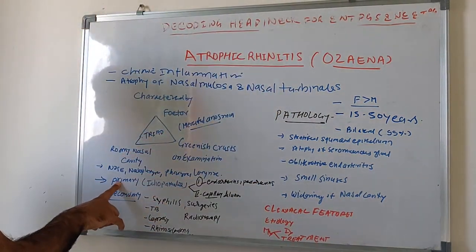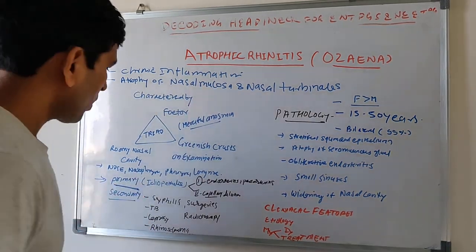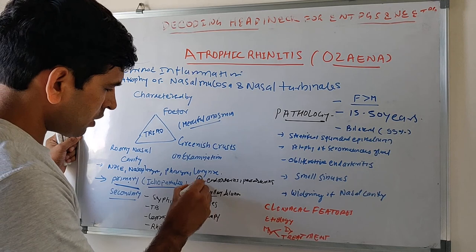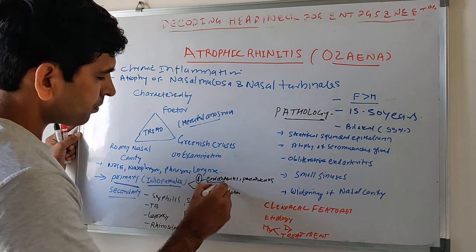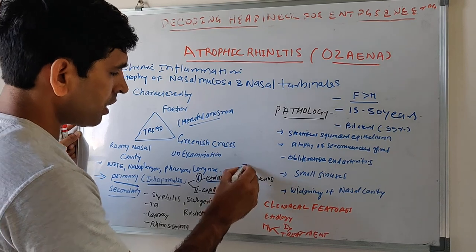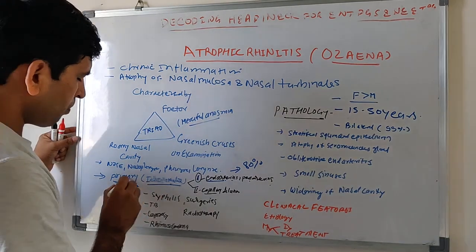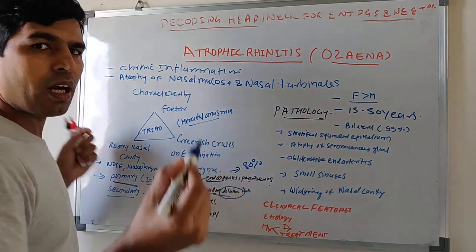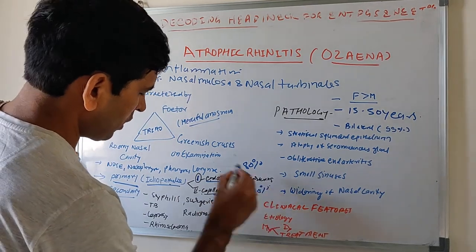This is actually of primary or secondary type. Primary means there is unknown etiology, which is why it's also called idiopathic. Primary is again of two types: type 1 and type 2. Type 1 primary has endarteritis, periarteritis, and obliterative endarteritis, found in about 80% of cases. Type 2 primary atrophic rhinitis has capillary dilatation, where all capillaries are dilated on histopathological examination. This is about 20% of the cases.